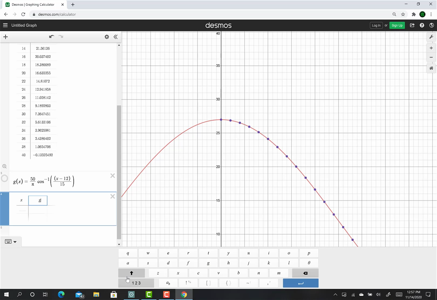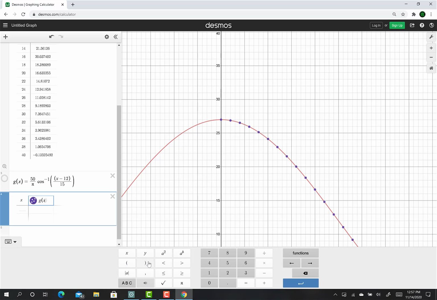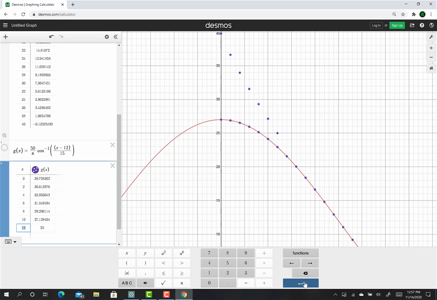G of x. And there it is. I'm going to start at 0. And there it is, 39.758, just like we predicted. I'm going to put 2, and now Desmos knows that I'm going by evens. And there it is, all those points.